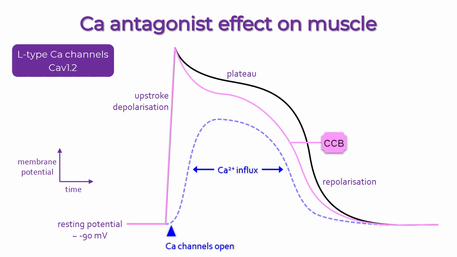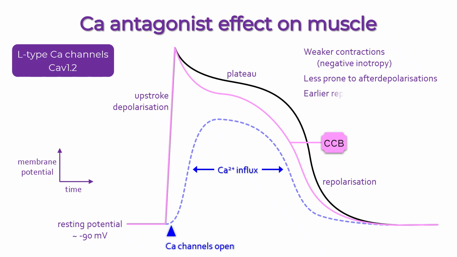With less calcium entering, there is less calcium released from the sarcoplasmic reticulum, producing weaker contractions, a negative inotropic effect. The lower intracellular calcium load also makes the cell less prone to afterdepolarizations, abnormal calcium-dependent oscillations in membrane potential that can trigger arrhythmias. The shorter plateau means repolarization occurs sooner, shortening the refractory period.